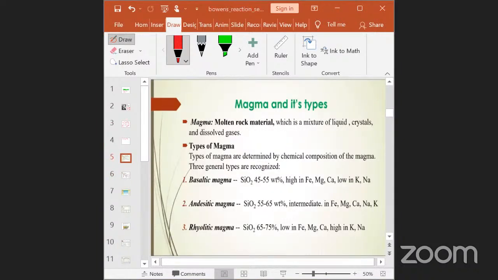So the Bowen reaction series. I assume that you know some terms like magma. What are the different types of magma, and the terms which I will be using frequently during this class? So what is magma? Magma is molten rock material, which is a mixture of liquids, crystals, and dissolved solids. These are the molten materials and this is the definition of magma.